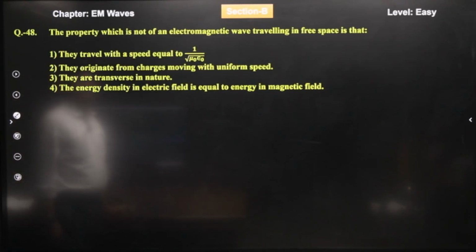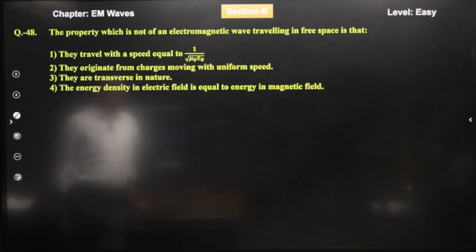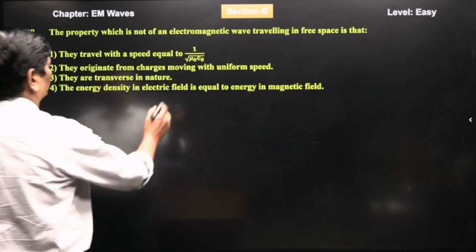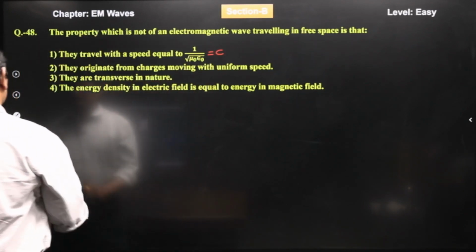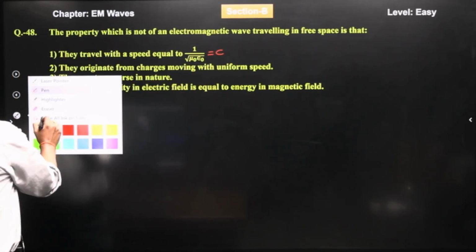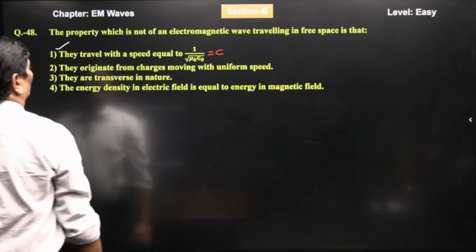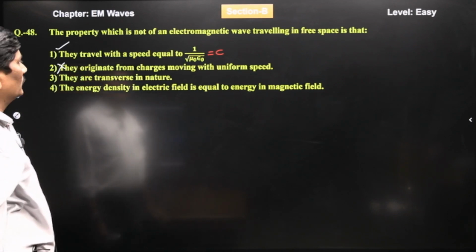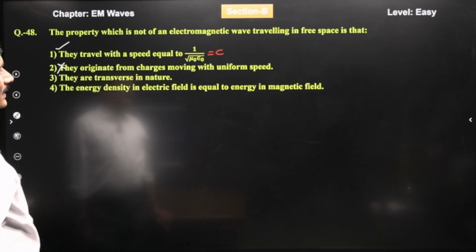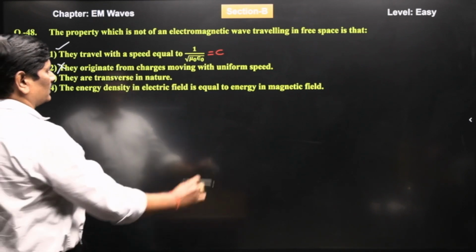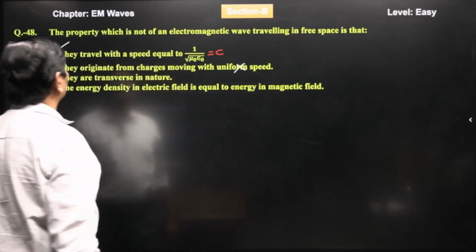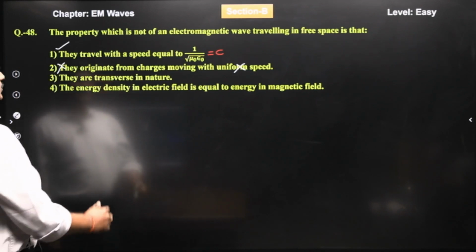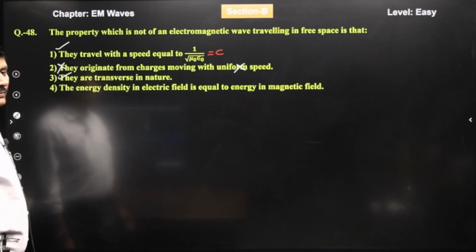Okay. Next, another question. This is a theory question in electromagnetic waves. The property which is not of an electromagnetic wave traveling in free space. Electromagnetic waves travel with the speed of light. This is nothing but C, the expression for C. This is possible. They originate from the charges moving with uniform speed. That is wrong. Electromagnetic waves are generated by accelerated charges, not with uniform speed. They are transverse in nature. That is right. They are transverse waves.